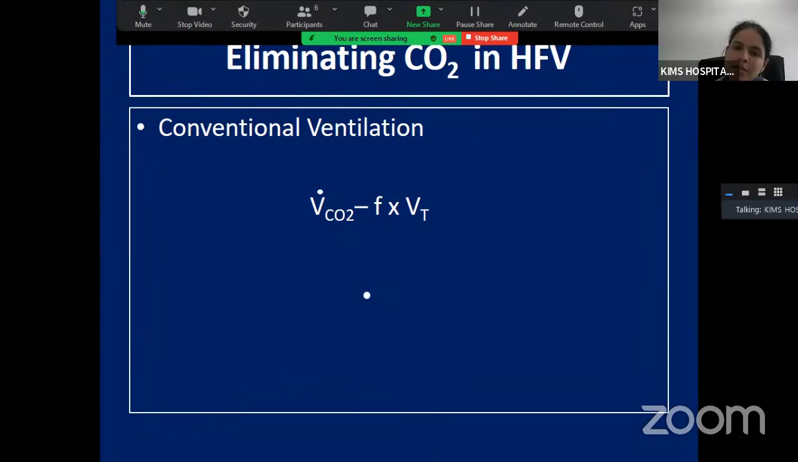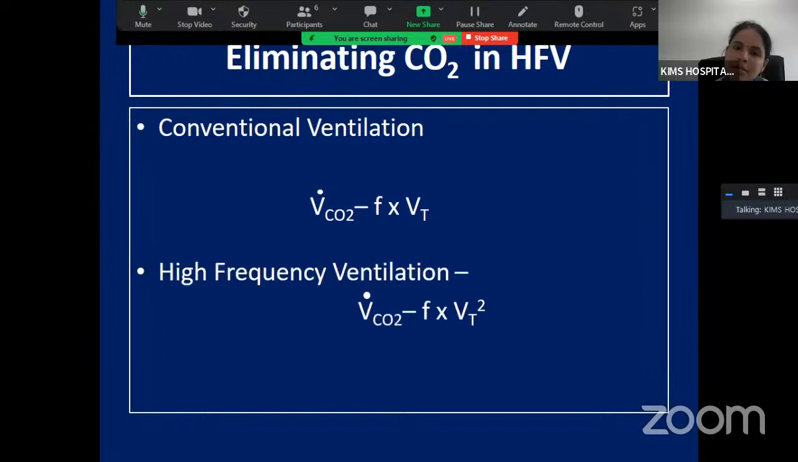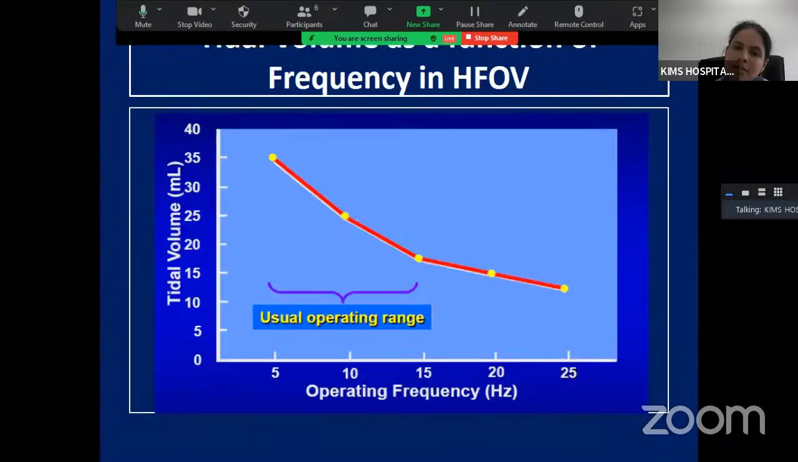An interesting concept here is the relationship of high frequency ventilation amplitude, or the tidal volumes, to the CO2 elimination. We know that in conventional ventilation, carbon dioxide elimination is directly proportional to the product of the respiratory rate and the tidal volume. When it comes to high frequency ventilation, the carbon dioxide removal is directly proportional to the product of the respiratory rate into the square of the tidal volume.